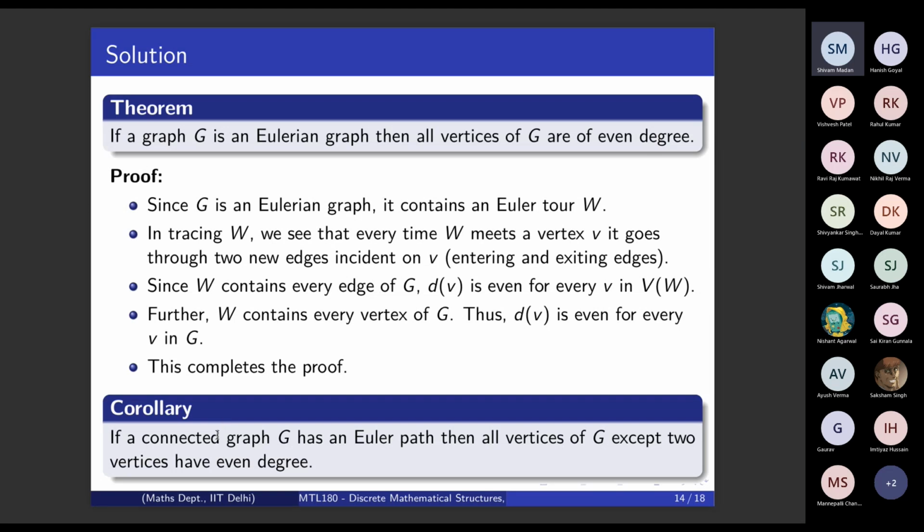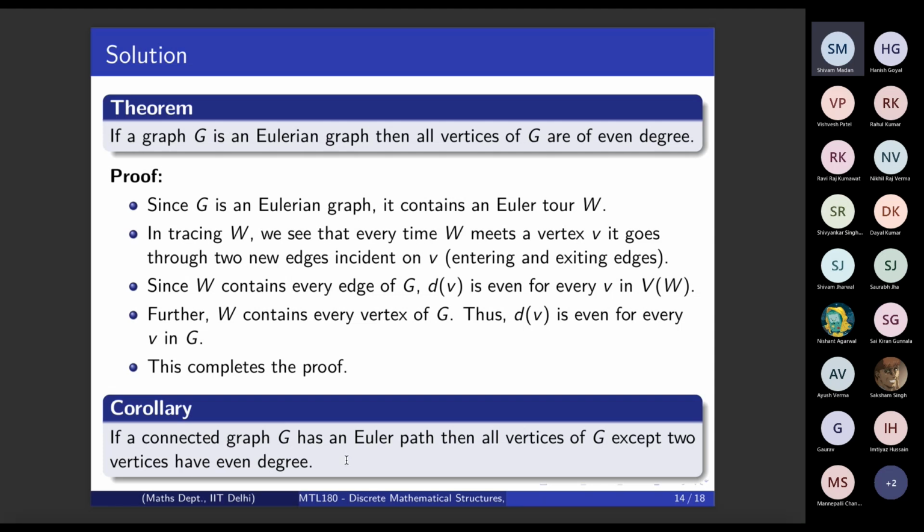And as a corollary, or you can say in a similar proof, you can prove that if G is a connected graph and G has an Euler path, okay, Euler path means it has an Euler trail, then all vertices of G except 2 have even degree. Now we are not interested in circuits, right? We are interested only in the Eulerian trail.